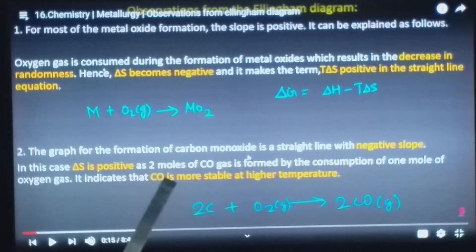It indicates that CO is more stable at a higher temperature. That means the formation of carbon monoxide, here the del G naught value is very low, as well as negative. So only this one, the formation of CO, is more stable. Therefore, in many metallurgical processes, carbon monoxide is used as a reducing agent.